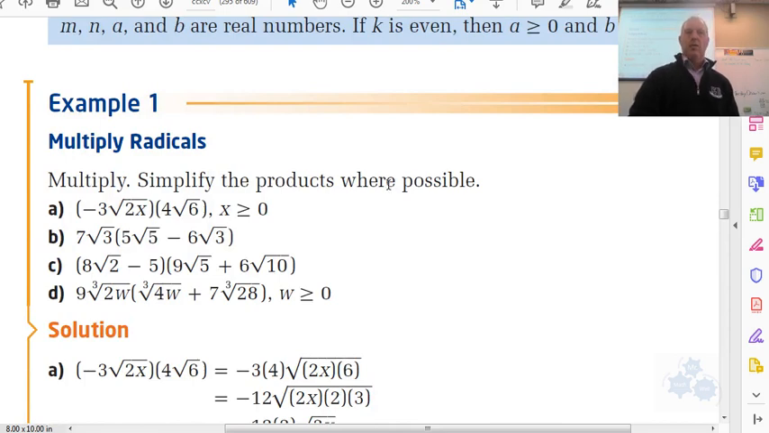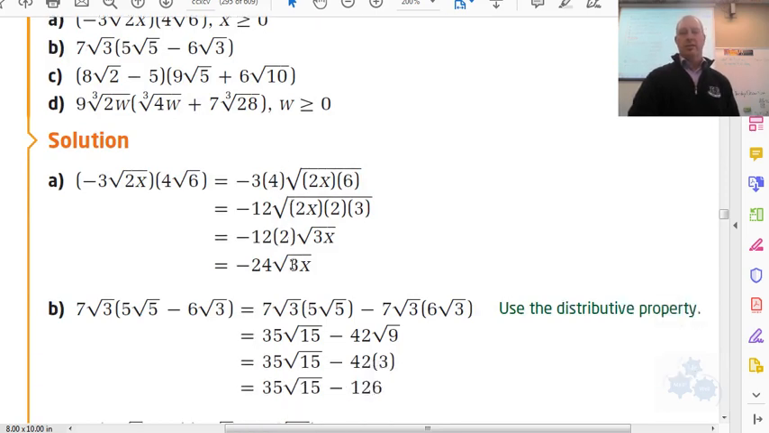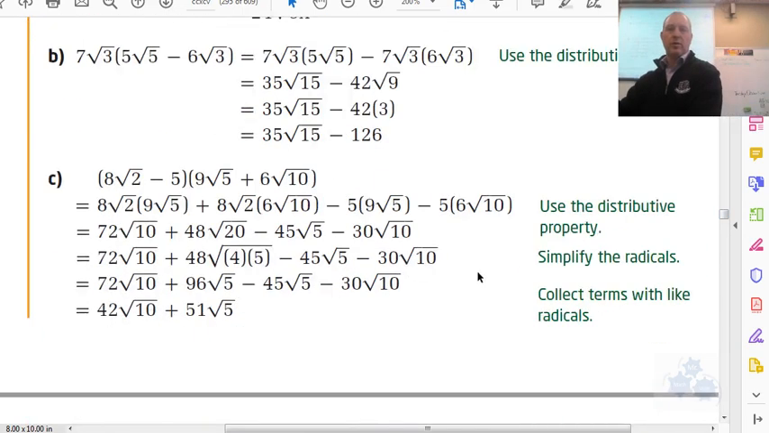Now, here are some examples. I'm going to let you just take a look at these. It's exactly what we've said. In B, you have to distribute, just like you normally would with any other numbers or expressions. This term here is multiplied by the first term, and then multiplied by the second term, and then you combine those if you can. So we'll do some examples here.